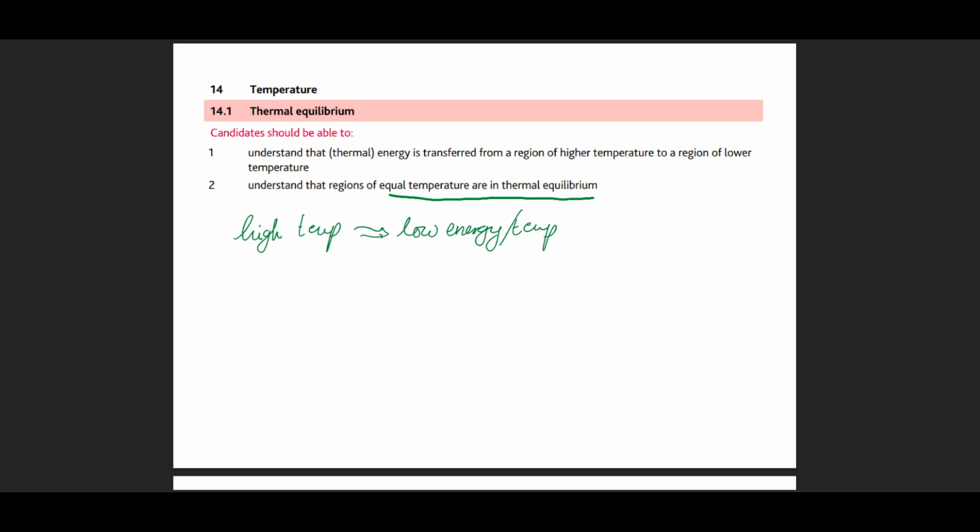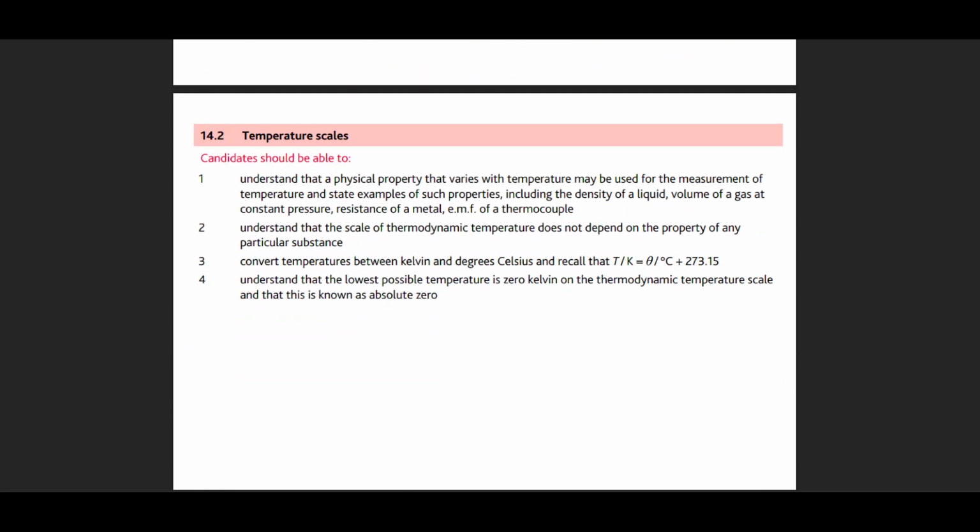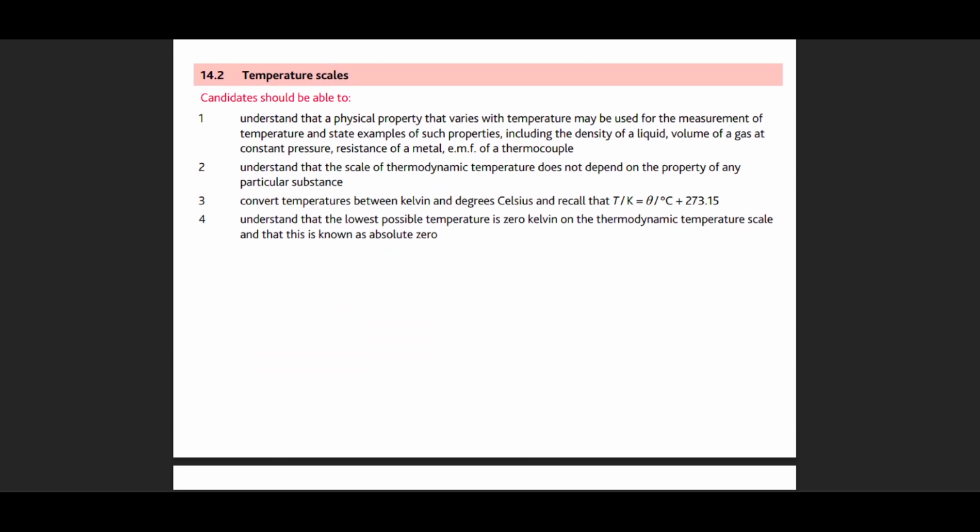Okay. And then we understand that regions of equal temperature are in thermal equilibrium, this is what we already discussed. If we have a space, for example, the cup and the room, they will keep on exchanging energy until they reach the same temperature, right? Okay. Common understanding, we already know that.